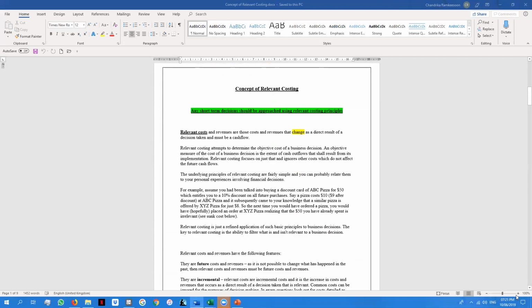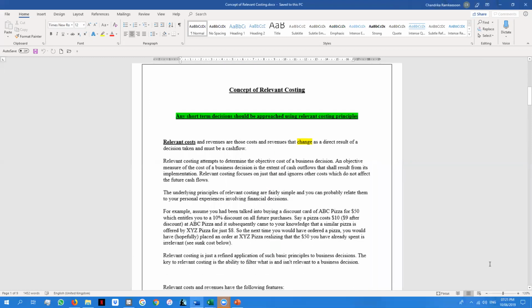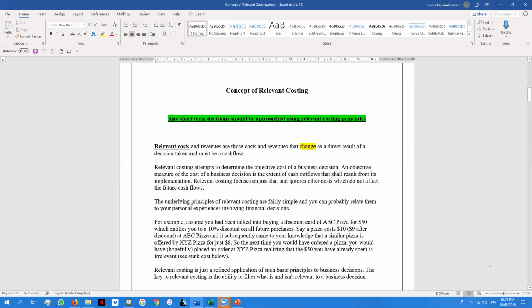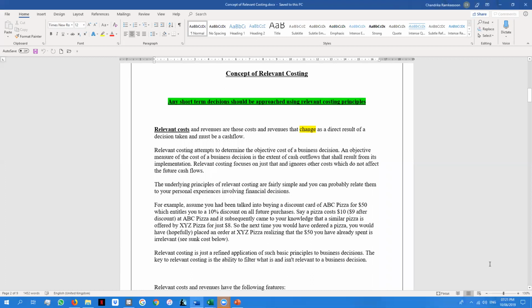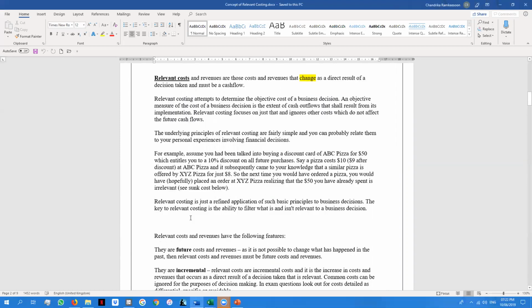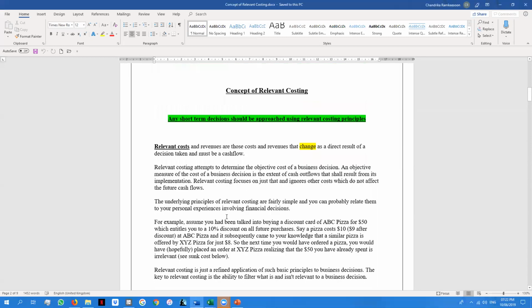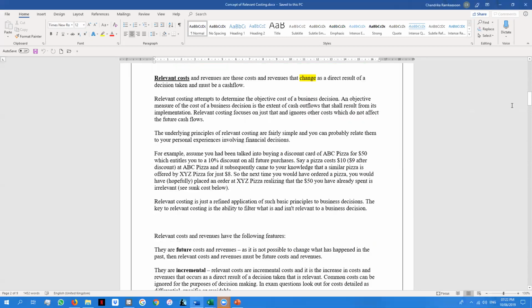Let me just expand this a bit. Okay, so as I said, this is our concept handout. It gets into the basics of relevant costing, what it is about, and so forth. And I do have here the features of relevant costs and whatnot.